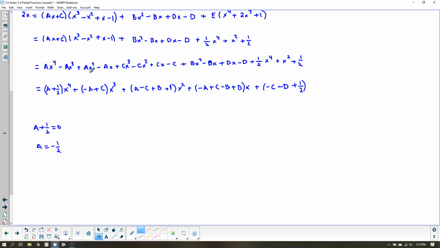Then we go on to the next one. There's no cubic term here either. So negative a plus c has to be 0. But we just found a. A was negative 1/2. So this really says 1/2 plus c is 0. So c is negative 1/2.